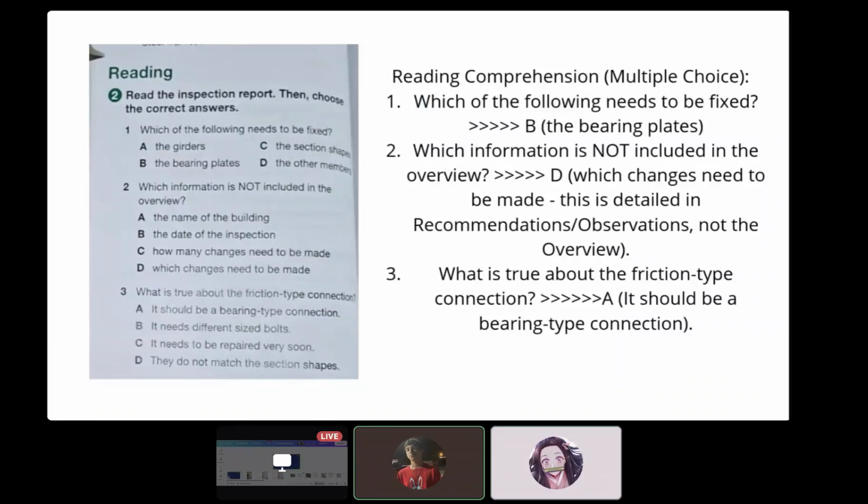For question number three, what is true about the friction type connection? The correct answer is A, it shall be a very tight connection.